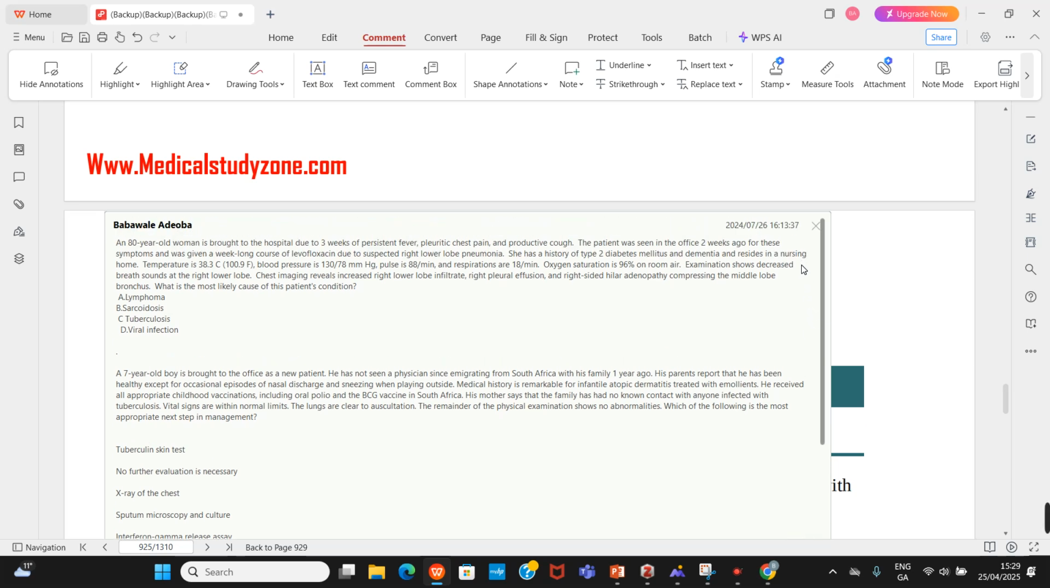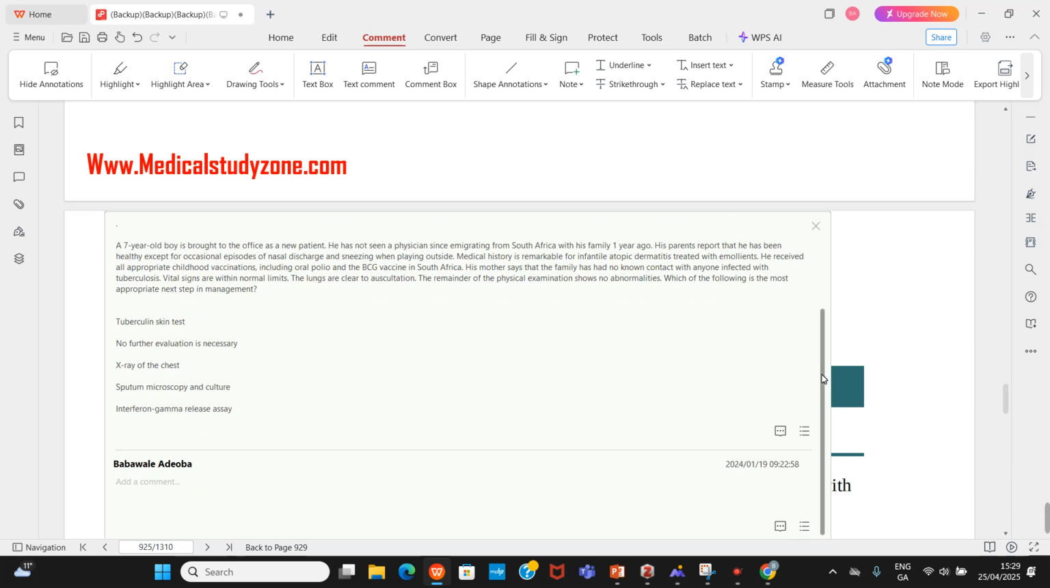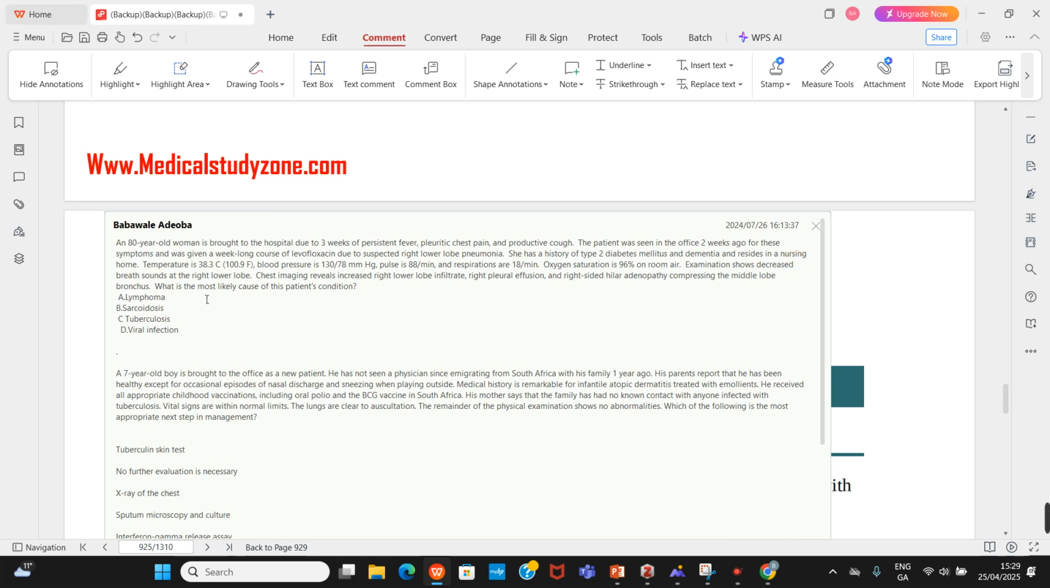It's a mistake. Let's look at this. An 80-year-old woman is brought to the hospital due to 3 weeks of persistent fever, pleuritic chest pain, and productive cough. The patient was seen in the office 2 weeks ago for these symptoms and was given a week-long course of levofloxacin due to suspected right lower lobe pneumonia.